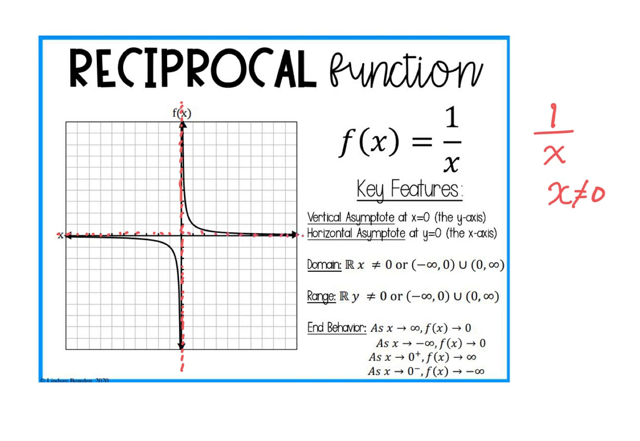There are two walls, one at x equals 0 and one at y equals 0. So that means there's a vertical asymptote and a horizontal asymptote.